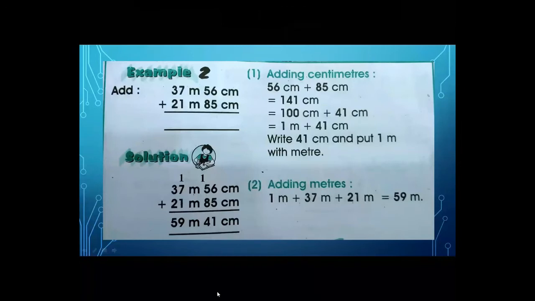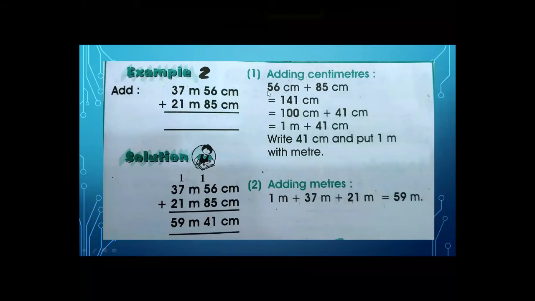Example number 2, same as above. 37 meter 56 centimeter, 21 meter 85 centimeter. So starting from here, 6 plus 5, 11, 1 here, and the 1 of this 11 moves to the next digit, that is 5. So 5 plus 8, 13, plus 1, 14. 4 here and 1 shifts to the digit above, 7. 7 plus 1, 8, and plus 1, 9. 3 plus 2, 5. So our answer is 59 meter and 41 centimeter.